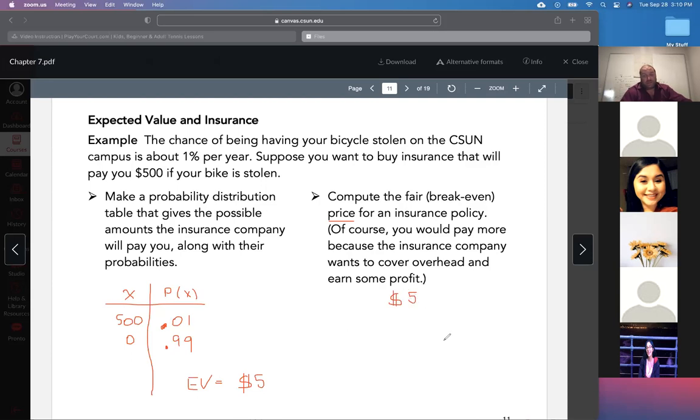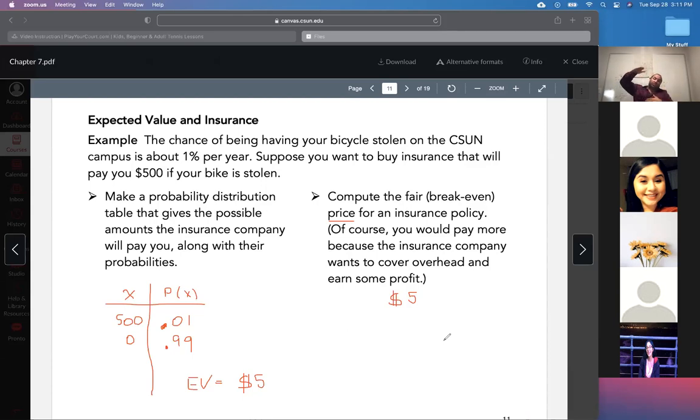Let's think about why. If 100 people give the insurance company $5, how much did the insurance company just make? 500. But then of those 100 people, one of them is going to have their bike stolen. And therefore, the insurance company is going to have to give that person how much? $500. Which means they break even. Agreed?